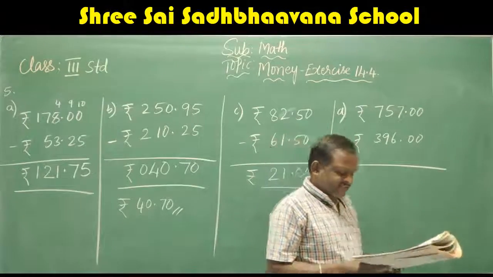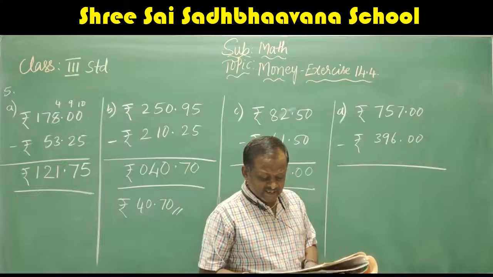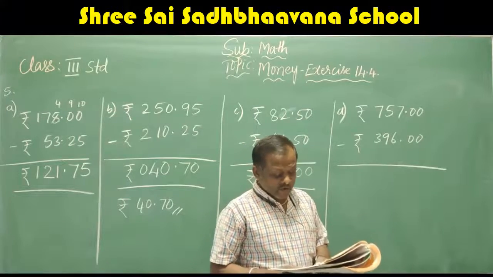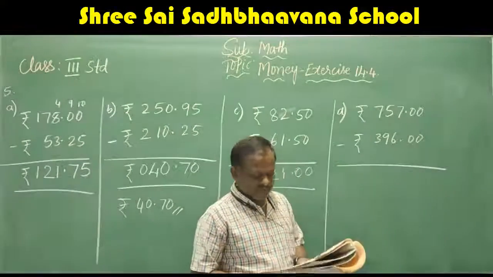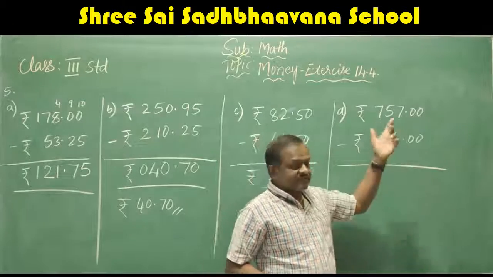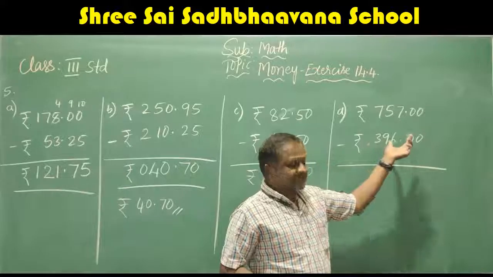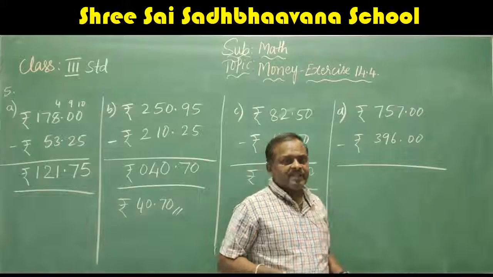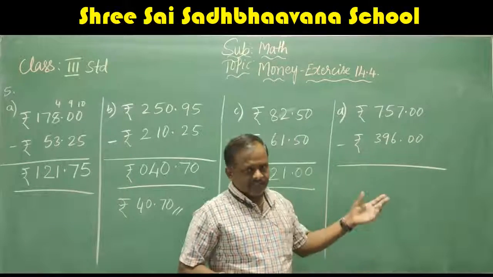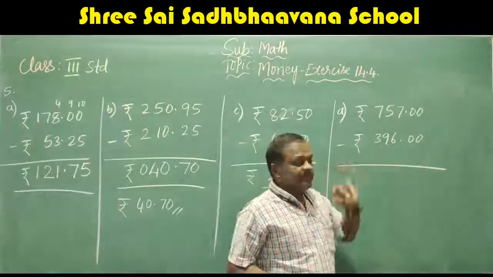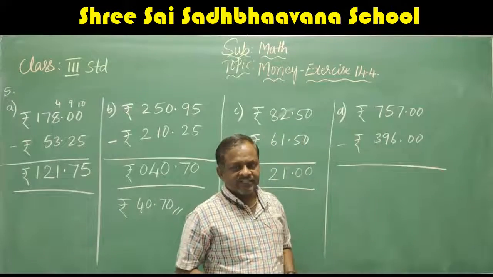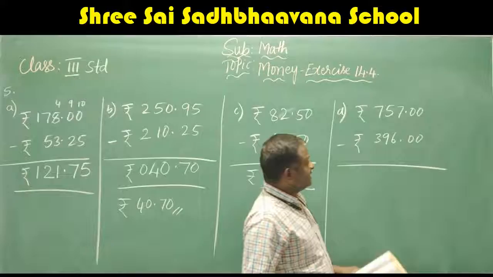Aman had rupees 757 in his bank account. Later he withdrew rupees 396 from it. How much is the balance in his account? That means Aman had rupees 757 in his bank account. He withdrew for some purpose rupees 396. Withdraw means taking the amount from the bank for some purpose. So what is the remaining amount in the bank?